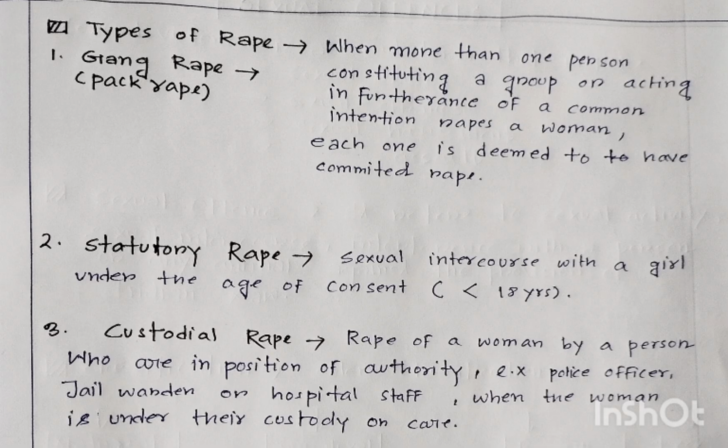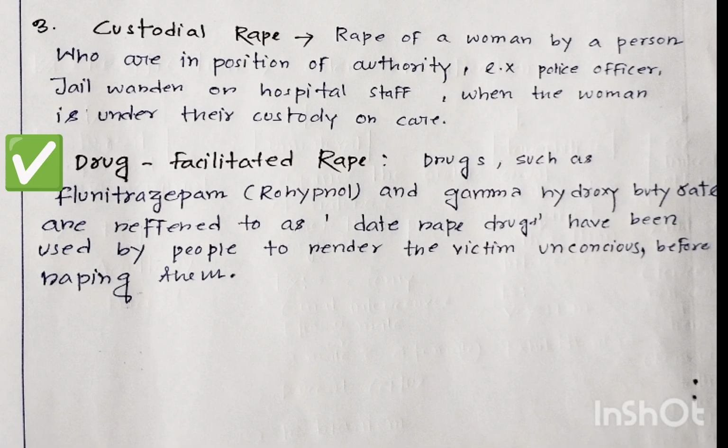Another one is custodial rape. Rape of a woman by a person who is in position of authority, that is police officer or jail warden or hospital staff, when the woman is under their custody or care. This is known as custodial rape. And another one is drug facilitated rape. Drugs such as flunitrazepam and gamma hydroxybutyrate are referred to as date rape drugs, have been used by people to render the victim unconscious before raping them.